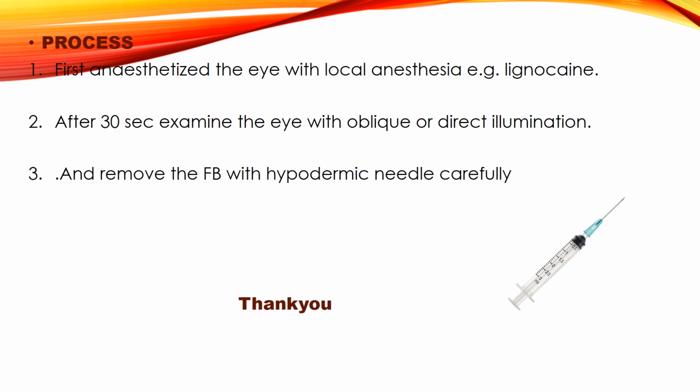How to remove a corneal foreign body? First, anesthetize the eye with local anesthesia, that is lignocaine. In the absence of lignocaine, you can use 2% Xylocaine also. After 30 seconds, examine the eye with oblique illumination or direct illumination of the slit lamp and carefully remove the foreign body with a hypodermic needle.